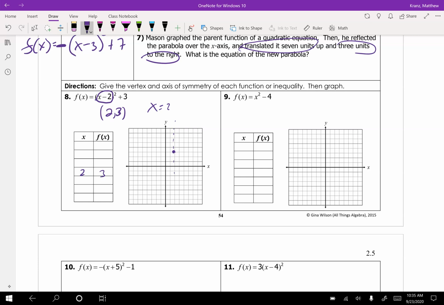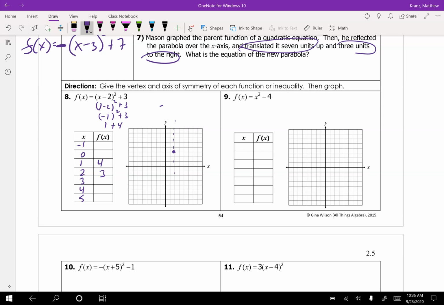So we can start with 2, 3, right? And we can go ahead and put some points in here to see how it works. So let's go with 1, 0, 3, 4, and I guess we'll go negative 1 and 5. So if I put a 1 in here, 1 minus 2 squared plus 3. 1 minus 2 is negative 1 squared plus 3. This is 1 plus 3, which is 4.